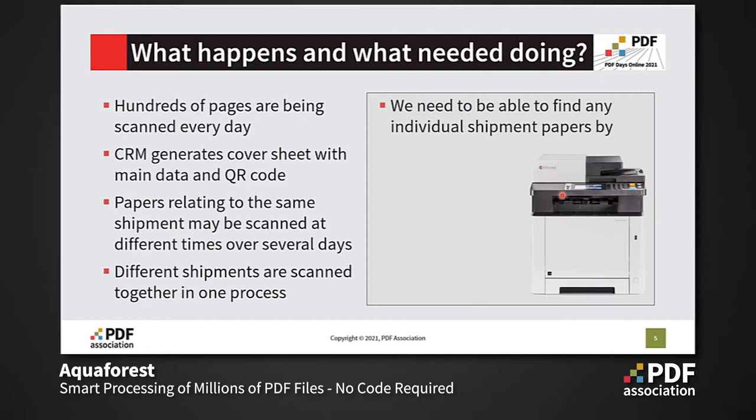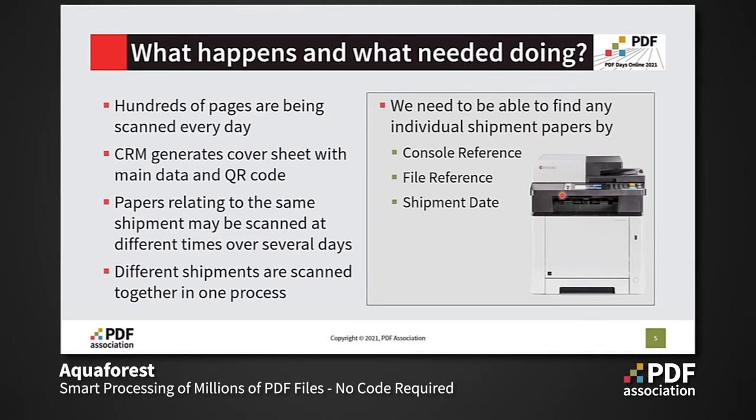And where do we need to get to? We need to be able to find any shipment paperwork by three criteria in the end. That's the console reference, that's basically the truck it's going on. The file reference, which relates to the actual shipment and what is contained in it, and the shipment date.